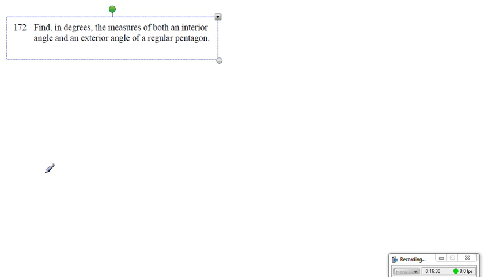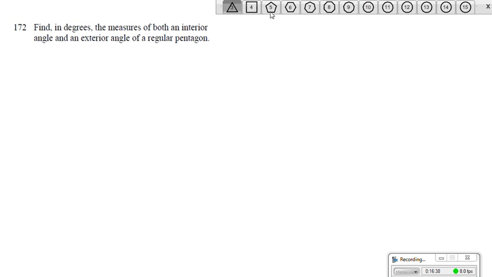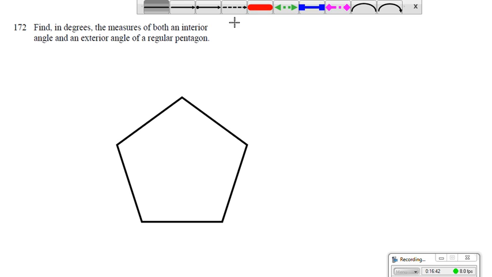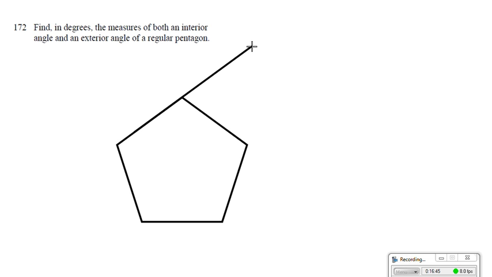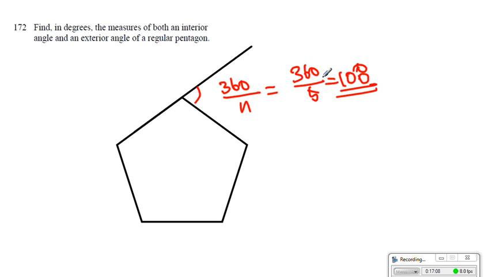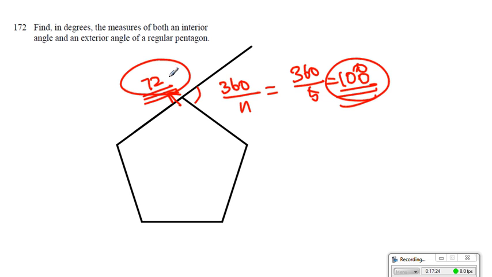Find in degrees the measure of both interior and exterior angle of a regular pentagon. In order for us to get the measure of one exterior angle here, all you have to do is 360 divided by, since the sum is equal to 360, each individual one we just have to divide by the number of sides, or the number of angles. In this case we are looking at 360 divided by 5, so we end up getting 72. Now, for the measure of the interior angle, we could use the formula that we just talked about earlier. Or since we know that the exterior angle is 72, then the interior angle must be 108 because they are supplementary. So 108 degrees.